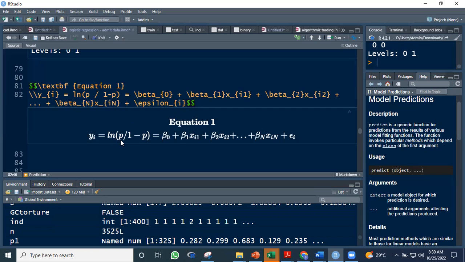Unlike OLS, where y is equal to straightforward, y is equal to beta null plus beta 1 x1 plus beta 2 x2, etc. In logistic regression, our y is what is called the log odds ratio.